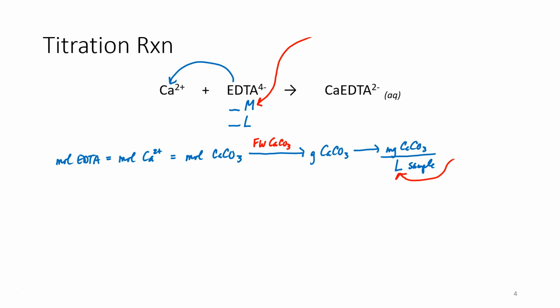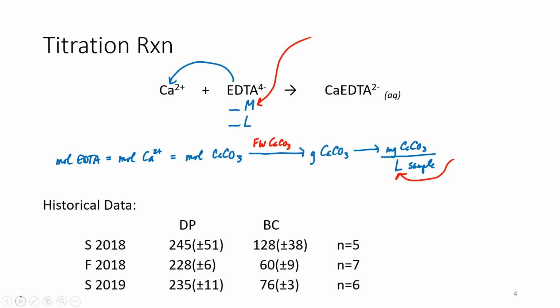Just to make sure that you're on the right track, let me show you some historical data. So these values of Duck Pond water hardness and Boone Creek water hardness from the last 3 or 4 semesters should give you an idea of what to expect. You can see that in the spring semesters, Boone Creek's water hardness is a little bit higher. And notice that we get in most semesters pretty good reproducibility. Anytime we have poor reproducibility, 9 times out of 10, it's caused by a calculation error.